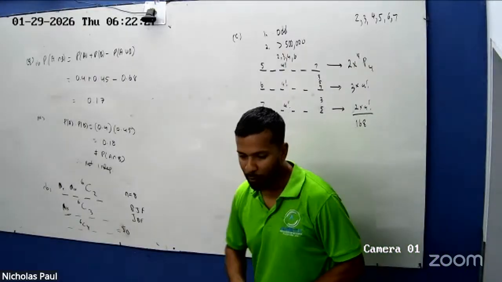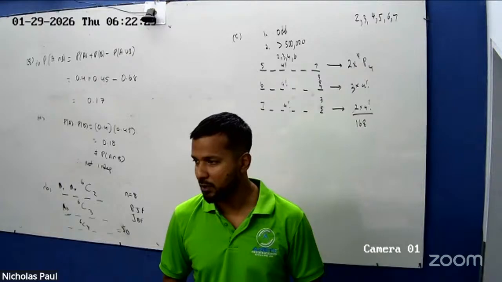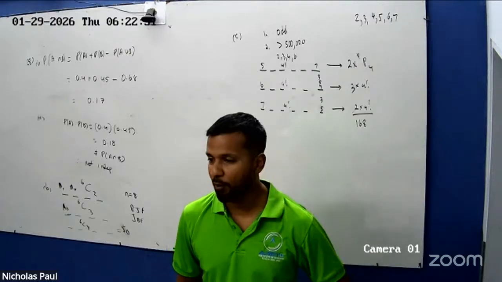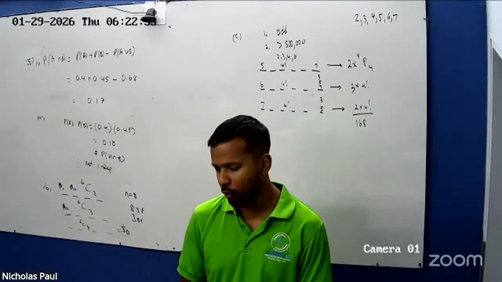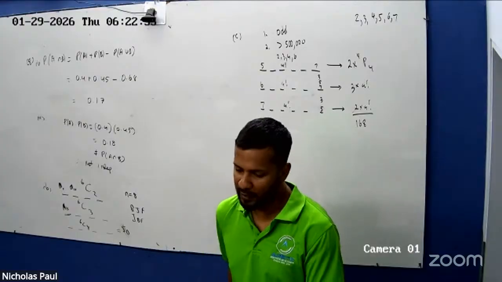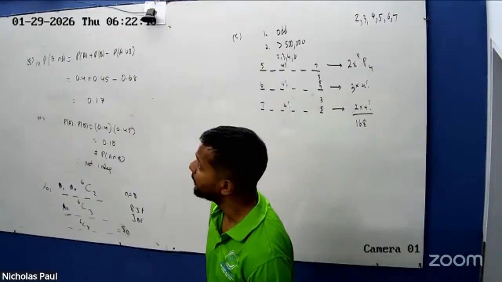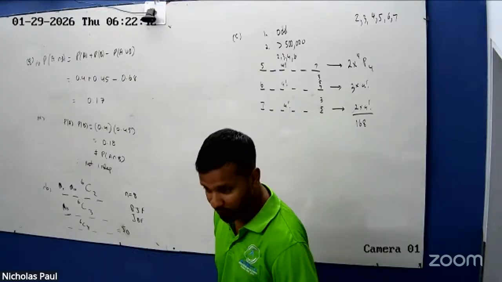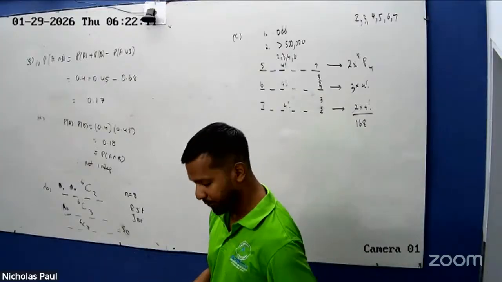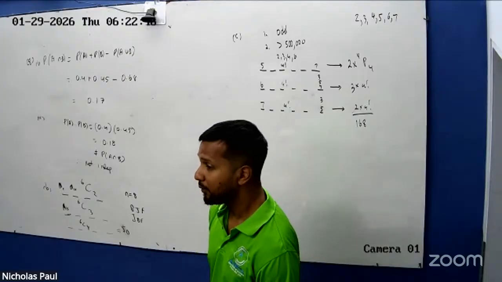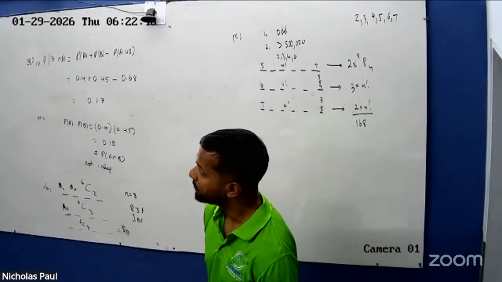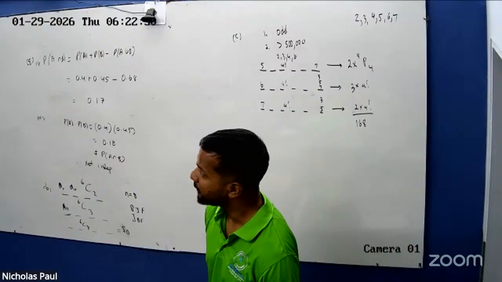That's the end of probability. Take a 10-minute break, and then we start the next module. We'll start with something easy: binomial expansion. Take a little break, 10 minutes.